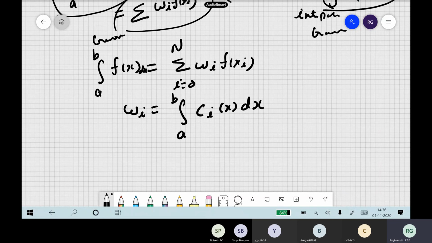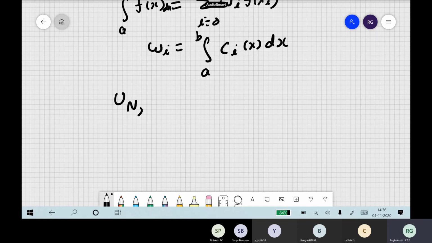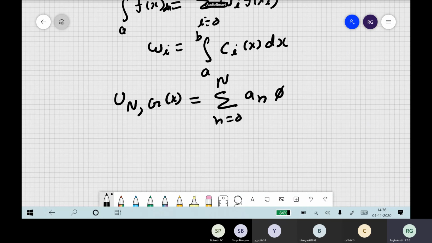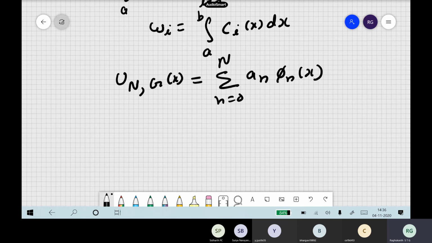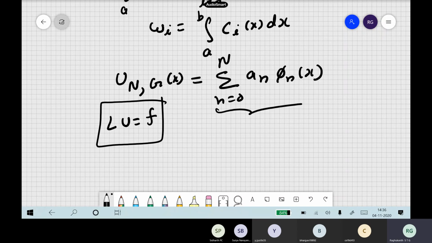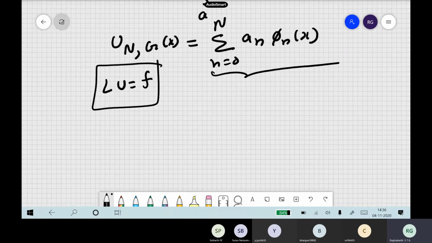And now let us see that you can also show that this Gaussian quadrature and all those things are the same. For example, we are making a function, and we are interpolating at these Gauss points themselves. So we have an n plus 1 point Gaussian quadrature, with the sum from n equal to 0 to n of a n phi n of x. Now we substitute this pseudo-spectral expression in our equation, which is basically L u equal to f.